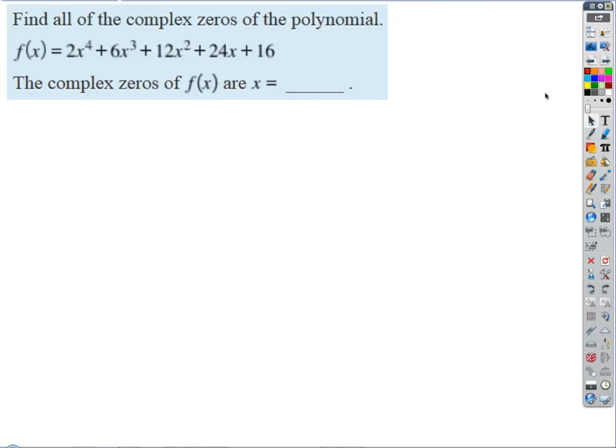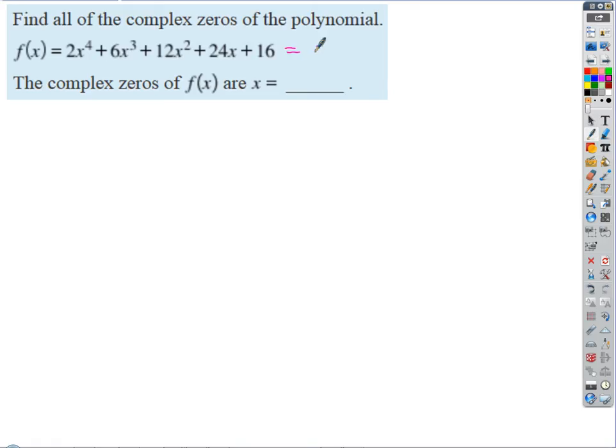What else? So how would you do this one then? Let's just talk about how you would do this. Find all the complex zeros, because you've been doing stuff like this. What would you do? We could factor out a 2. You could factor out a 2, yeah. And honestly, if I'm just told to find the zeros, I wouldn't even have to factor out a 2.